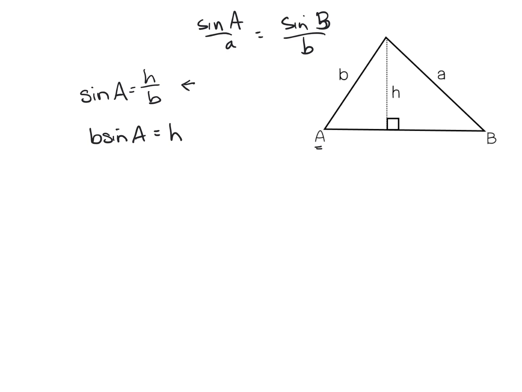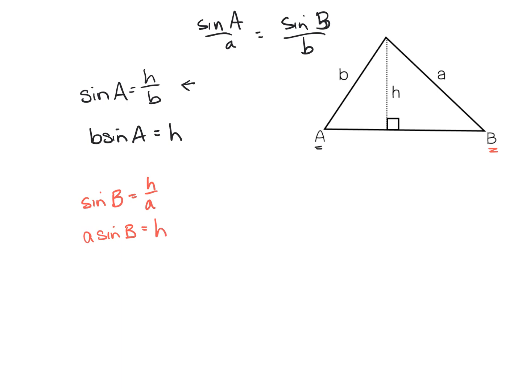Let's do that same thing now from angle B. Again, using the sine ratio, I have the sine of B is equal to opposite over hypotenuse. That'd be H over A. Again, let's solve for H. So I'm going to multiply both sides by A. So I have A times the sine of B is equal to H.